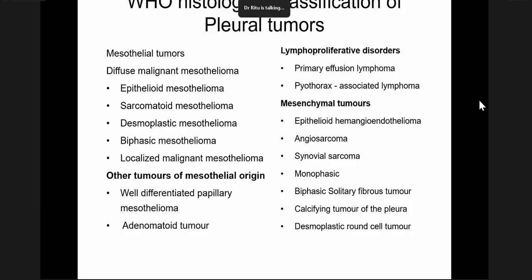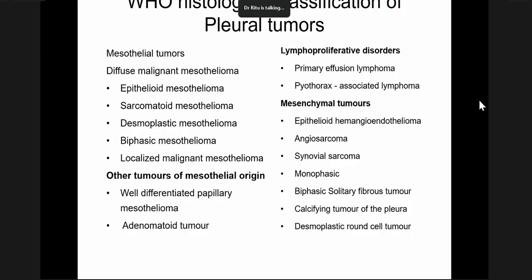Among the lymphoproliferative disorders, you can either have a primary lymphoma, which can arise de novo from the pleura, and most of these patients have pyothorax initially, or have empyemas, which then change into lymphomas. Or you can have a lymphoma with secondary involvement of the pleura, which is relatively rare.